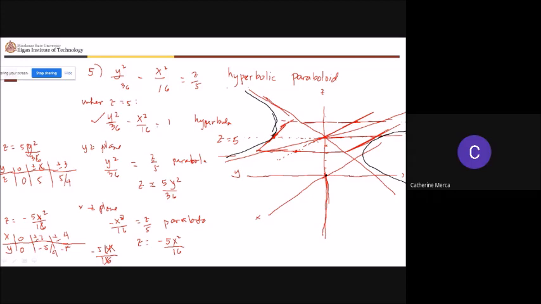Going up, 1, 2, 3, 4, 1, 2, 3, 4, 5. We will have the value also at 5. Z is 5 also. Also when y is negative, Z is 5. So the parabola which opens upward is this parabola.